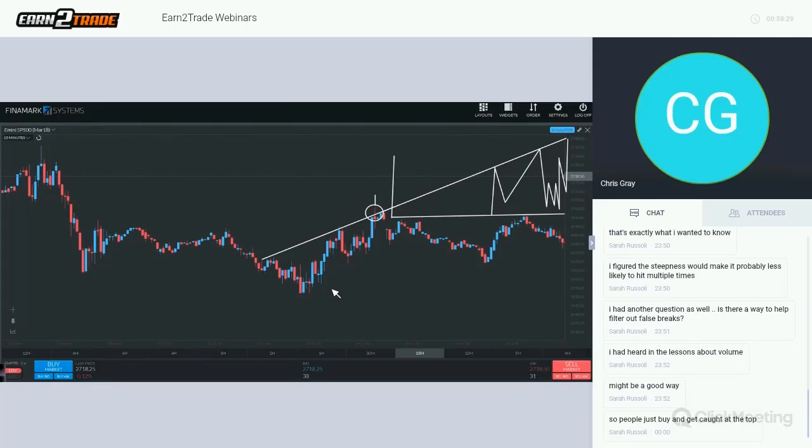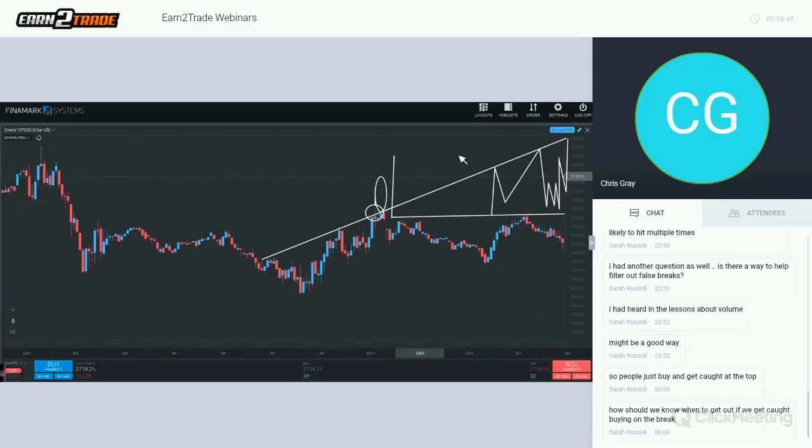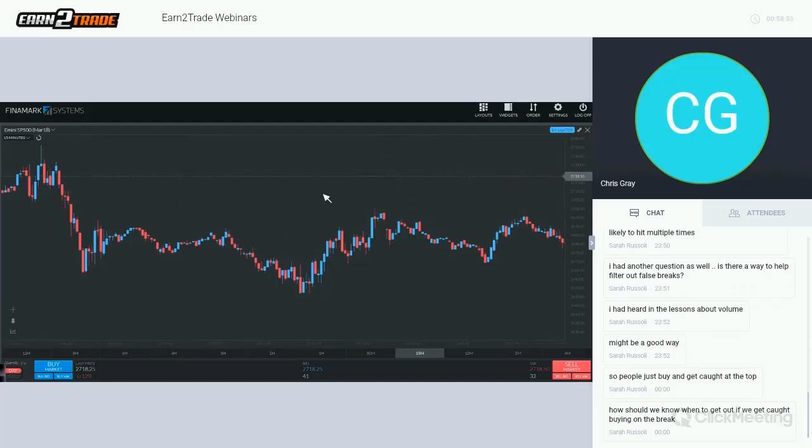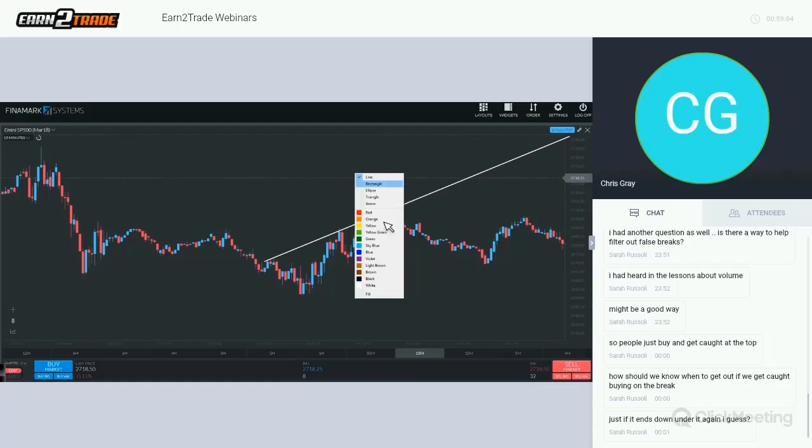Other than that, Sarah says, so people just buy and get caught at the top. If somebody were to treat this as a breakout in anticipation of the break, they went ahead and bought here. Whoops, gosh darn it. I don't mean to be drawing all these circles. Hold on. I'm clumsy with these lines sometimes. Let's just draw this guy out again. All right. So here we go. I'm going to draw the ellipse and talk about this one more time.